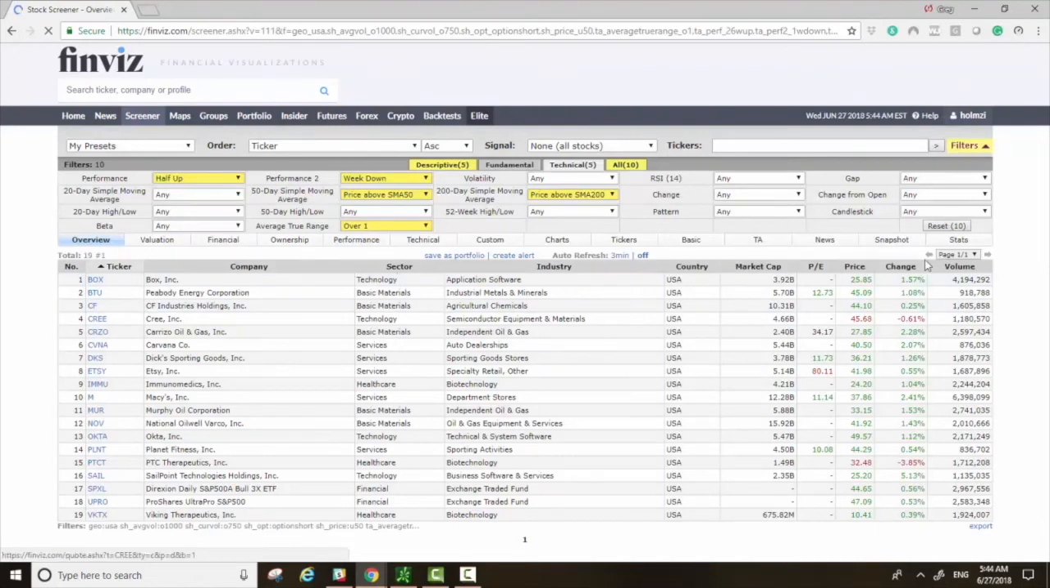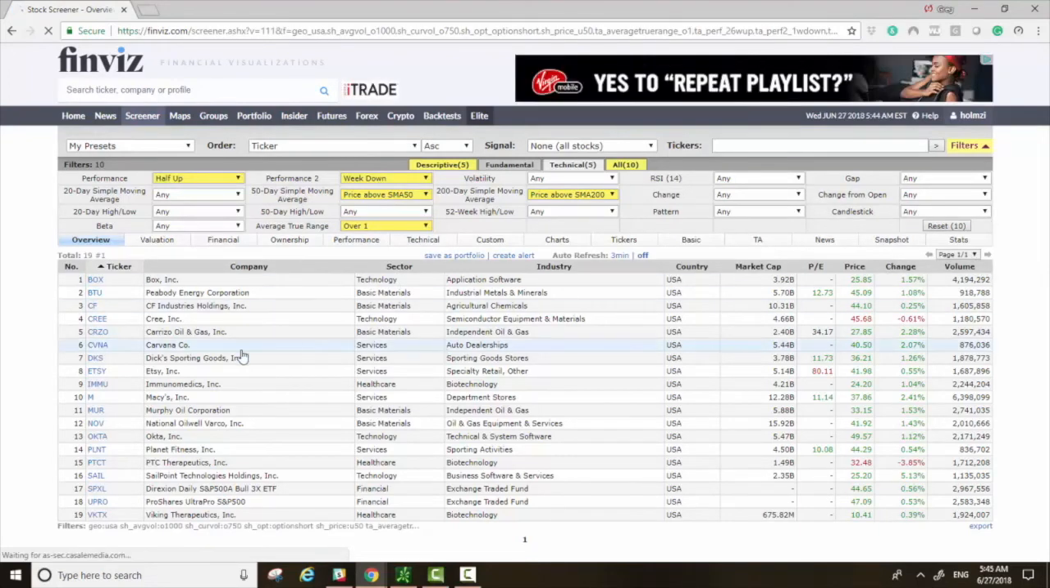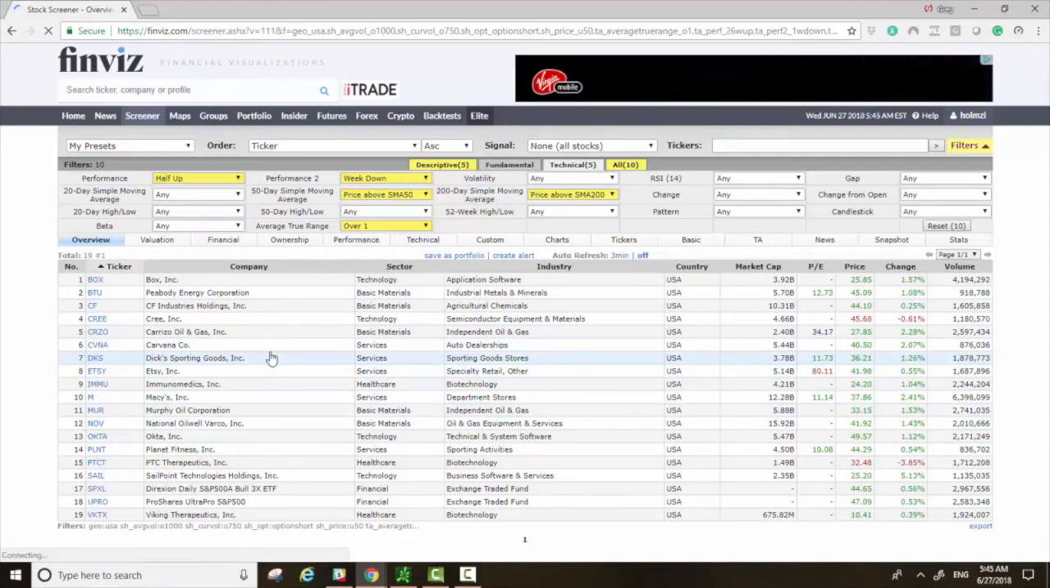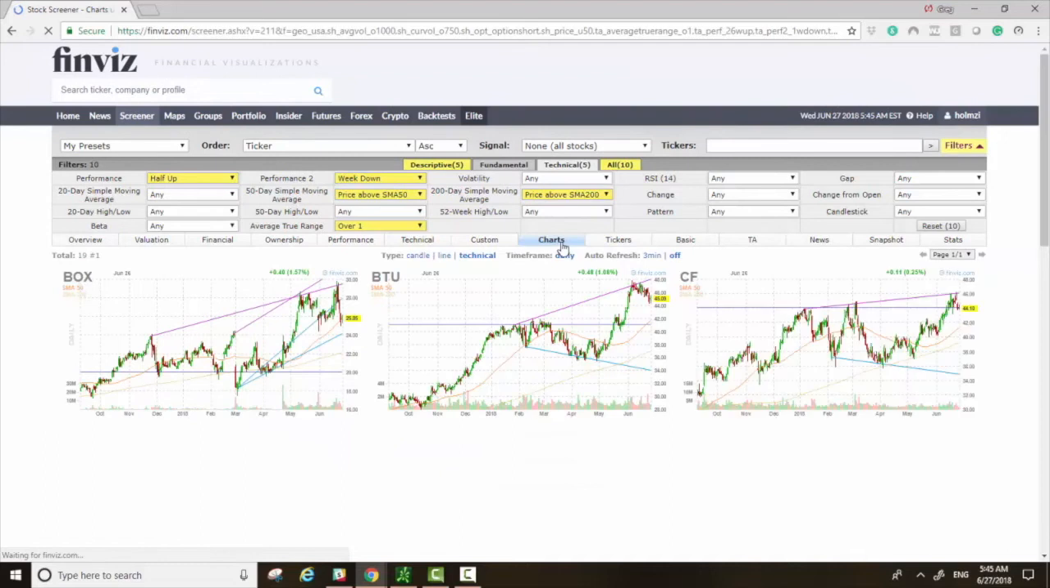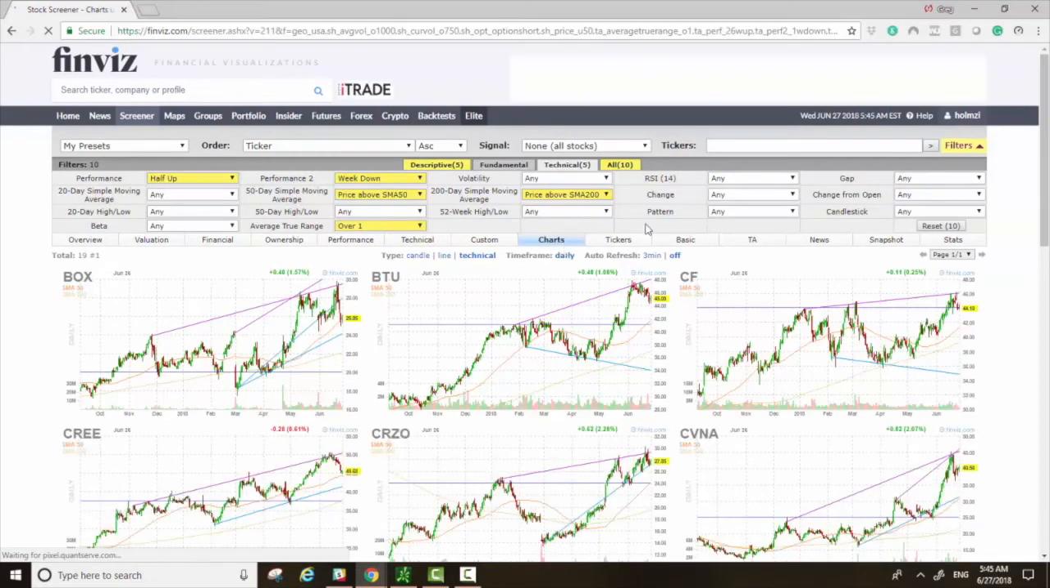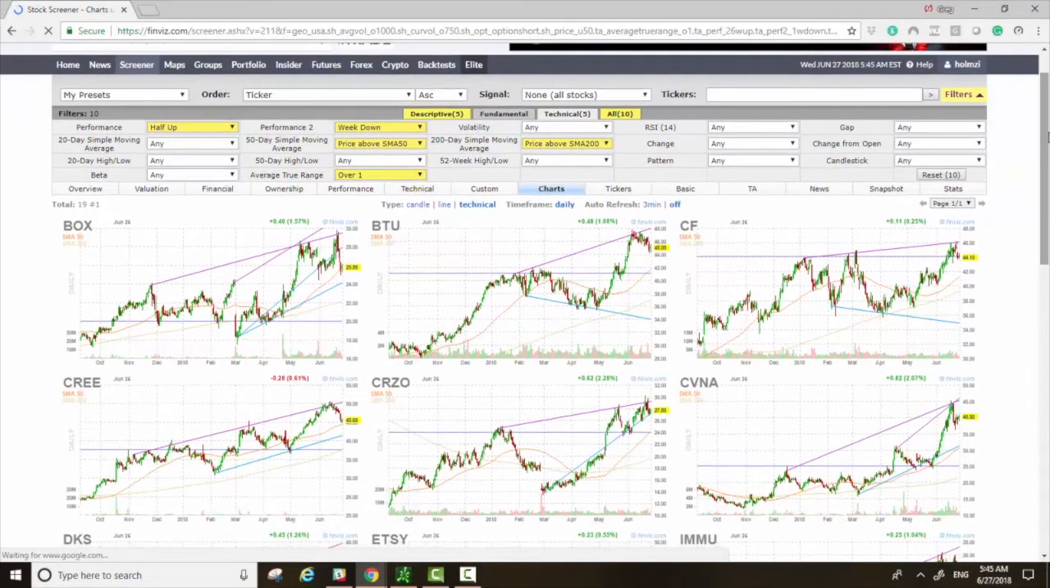Okay. So now we've narrowed this down to 1 page. So we've basically narrowed this down to 19 stocks that fit our criteria. So we're going to quickly look through these and see if it can't give us something. And the way we do that is we click on this little chart tab here, and now we can look for a play.